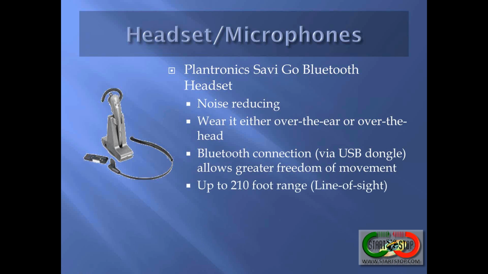Now, that is line of sight. As soon as you start getting walls and file cabinets and things like that in between you and the computer, then the range is going to be reduced quite a bit. But as you can see, that will give you some flexibility in your dictation. I was just working with a guy the other day, helping him get his SavvyGo set up, and he walked out of the room and down the hall to the door of the next exam room, and it was still registering on his computer.